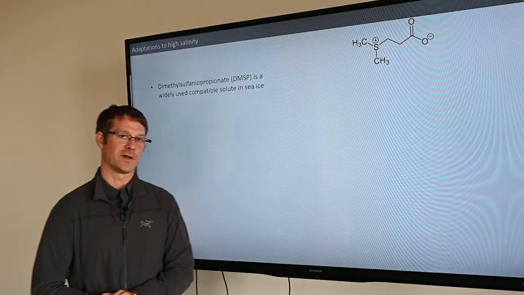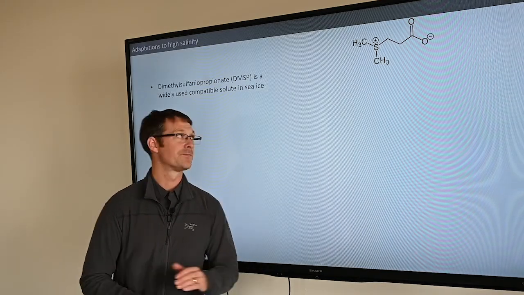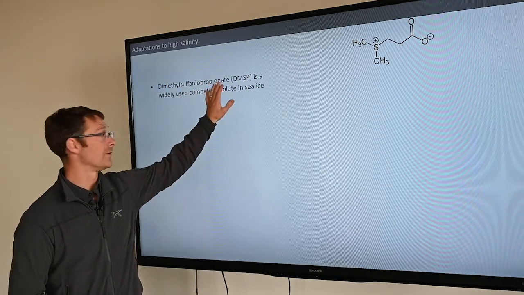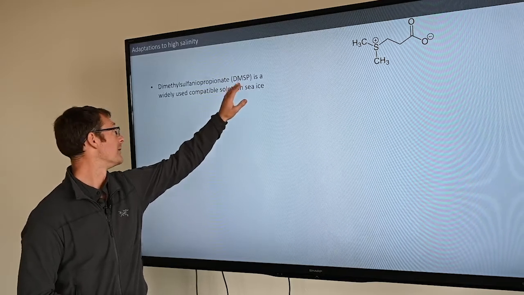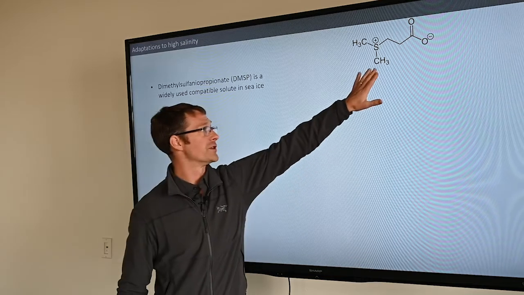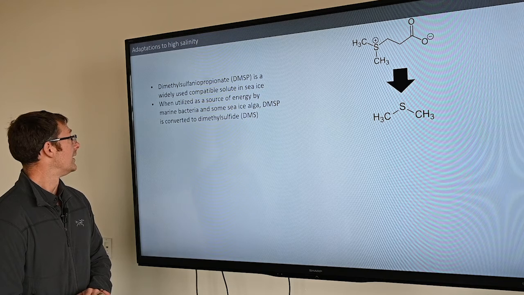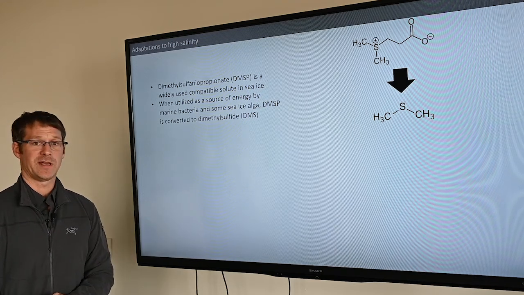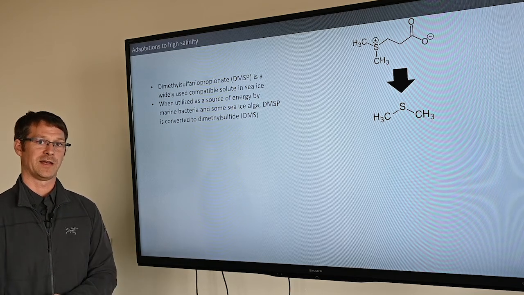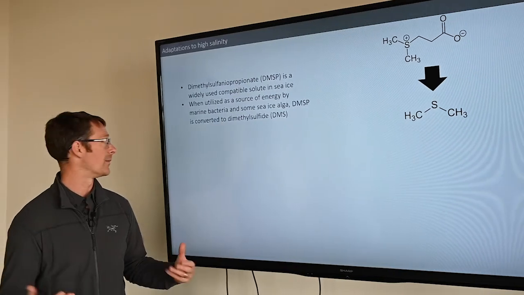Now I'm going to talk a little bit more in detail about a very specific compatible solute that's very present within sea ice. This is the compound dimethylsulfoniopropionate, which is more commonly referred to as DMSP. This is a widely used compatible solute in the sea ice environment, and its structure is shown here. Now, an interesting thing about DMSP is that it's widely used as a source of carbon and energy by a variety of heterotrophic bacteria within sea ice and within the broader marine environment.